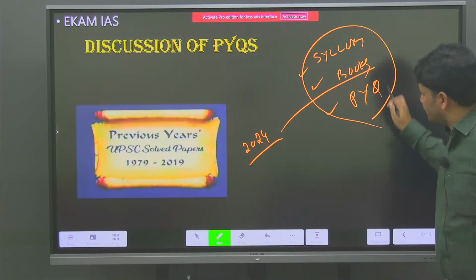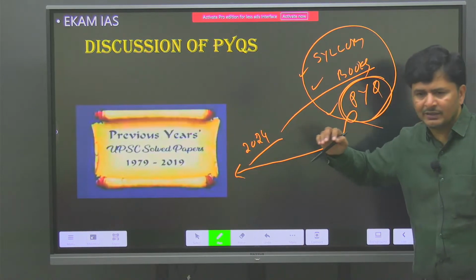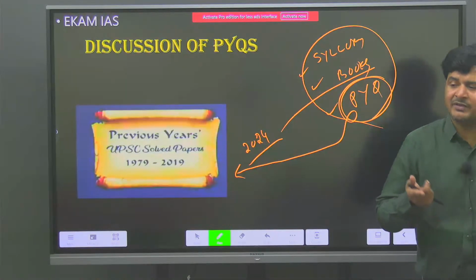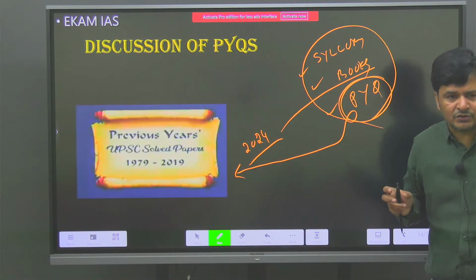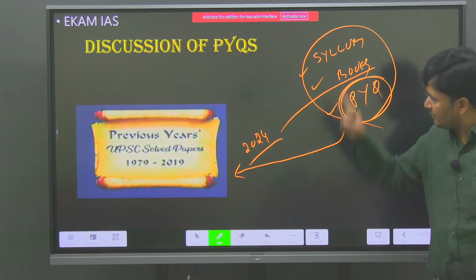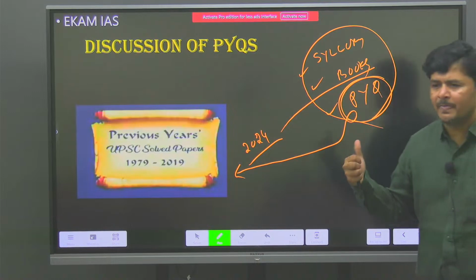And when you go through previous year question papers, you yourself can understand how the questions are being framed, and how we have to read, and how we have to approach the subject. So follow these strategies: syllabus, standard books, and previous year questions.